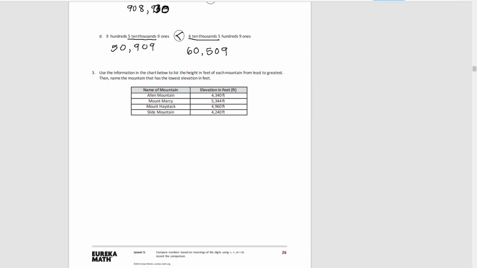Okay, moving on to number 3. It says, use the information in the chart below to list the height in feet of each mountain, and notice it says from least to greatest. We always have to check that when we're putting them in order. Are we going from least to greatest or greatest to least? And then it says name the mountain that has the lowest elevation in feet. So pause the video and try that one.